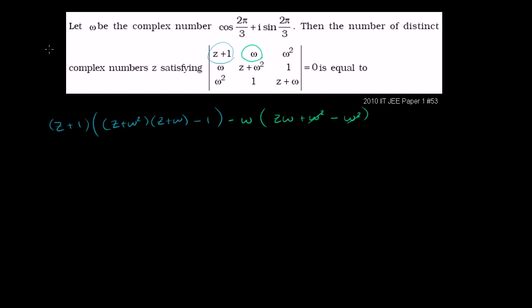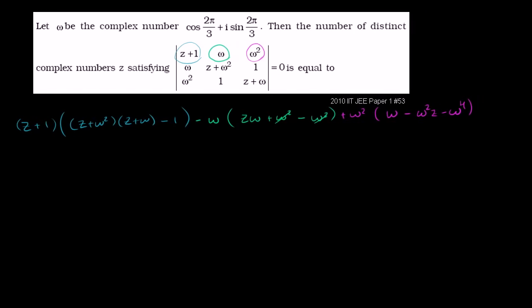And then we have to worry about this omega squared. So it's going to be plus omega squared times omega times 1. Omega times 1 is omega, minus omega squared times z plus omega. So minus omega squared z, minus omega to the fourth. And remember, this whole expression needs to be equal to 0.